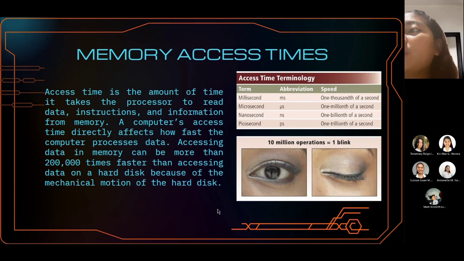Ten million operations equals one blink. It takes about one tenth of a second to blink your eye, which is equivalent to 100 million nanoseconds. In the time it takes to blink your eye, a computer can perform some operations 10 million times.